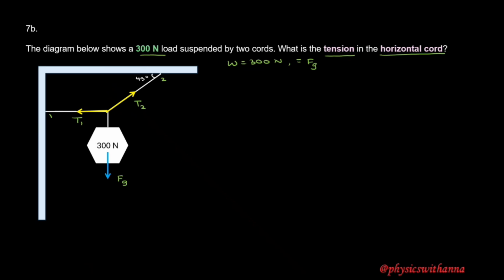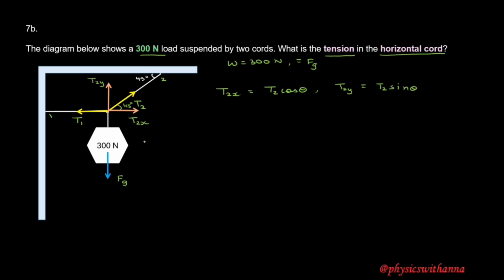So we will split T2 into its components. One component that goes along the x-axis, we will call this T2x. The tension T2 is making an angle of 45 degrees with its x component. So I can write T2x to be equal to T2 cosine theta, as it is the side which is adjacent to the angle theta. The other component goes along the y-axis. We will call this T2y, and T2y is equal to T2 sine theta. So these are all the forces acting on the load.